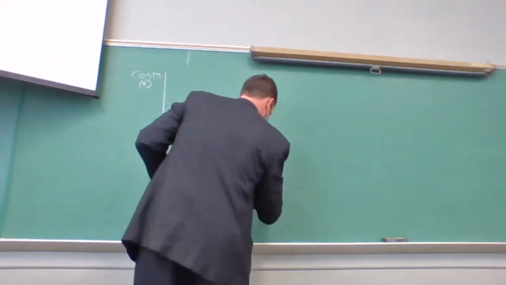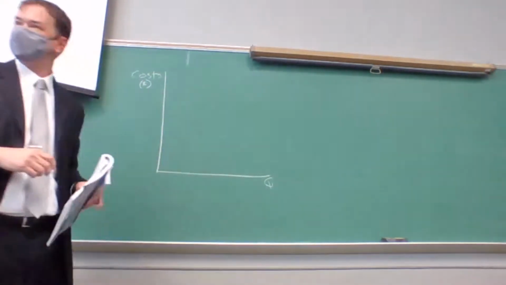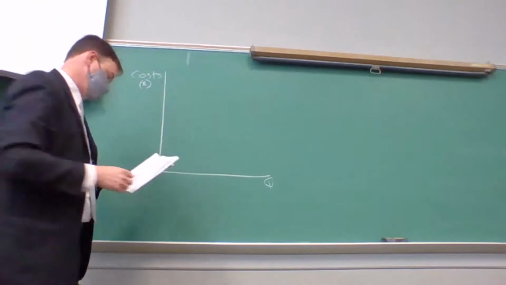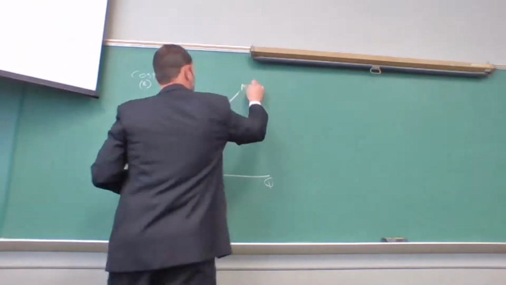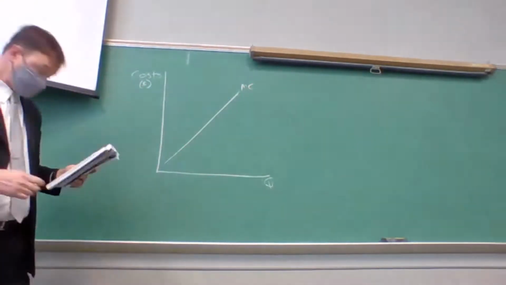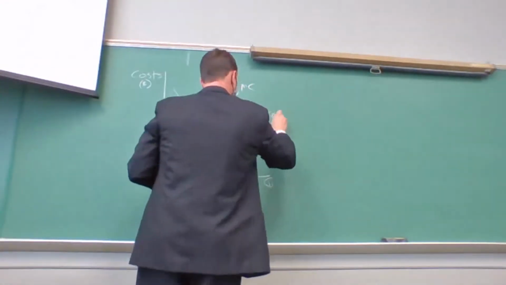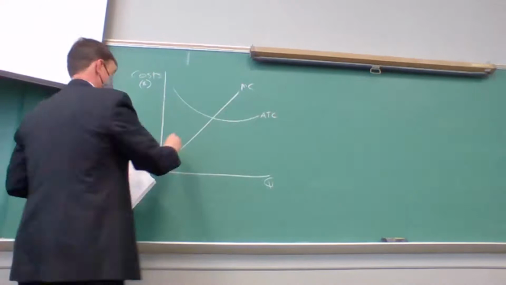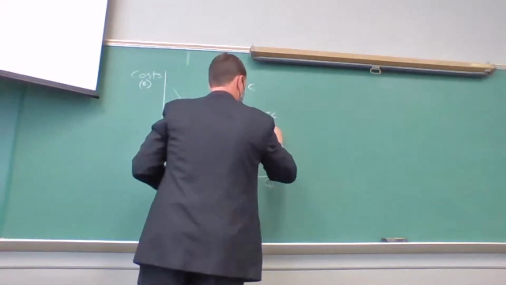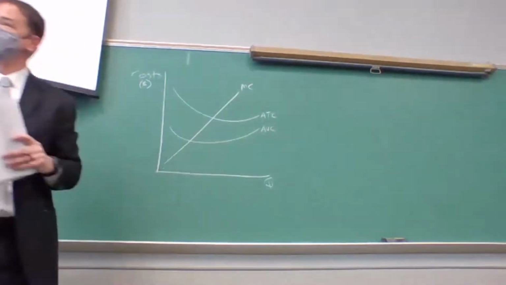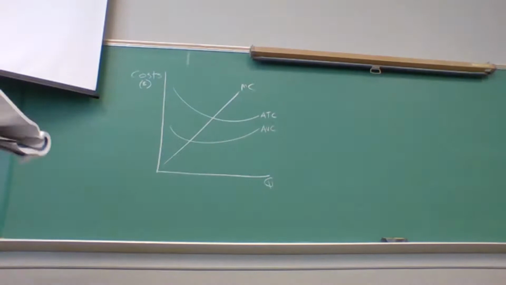We ended up deriving, remember that big long table we did, and we said, hey, is it reasonable to say that marginal cost looks like this? And average total cost looks something like this. And average variable cost looks something like this. And we graphed all that. Remember that last time? Good, because that's where we're starting out.